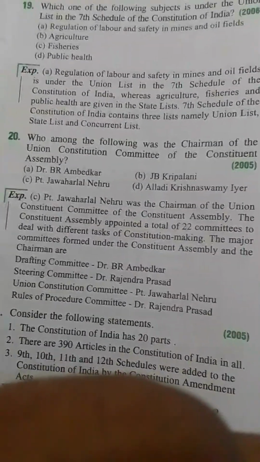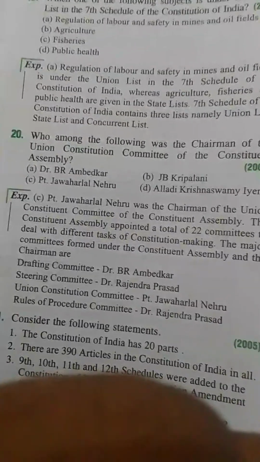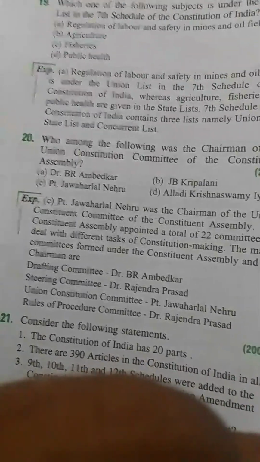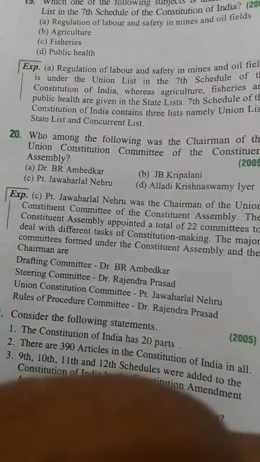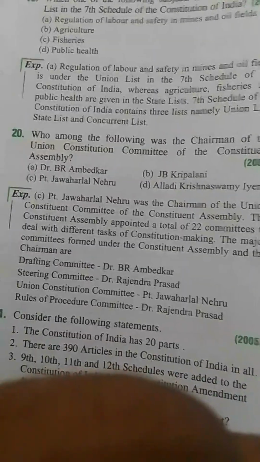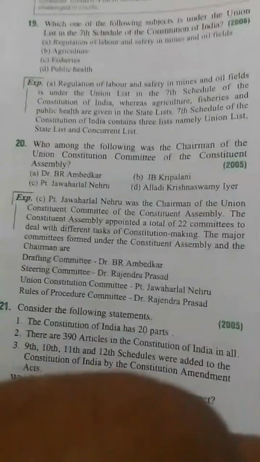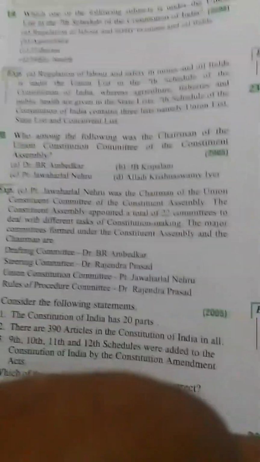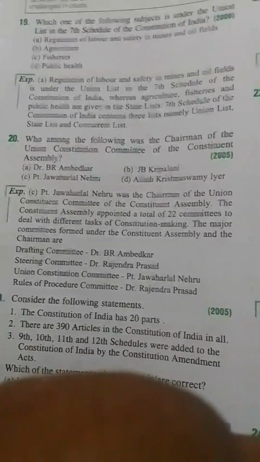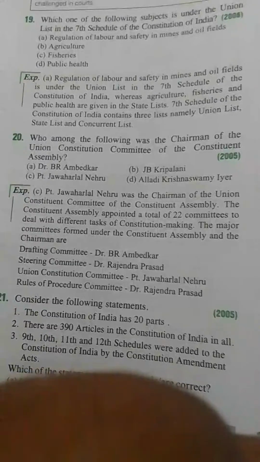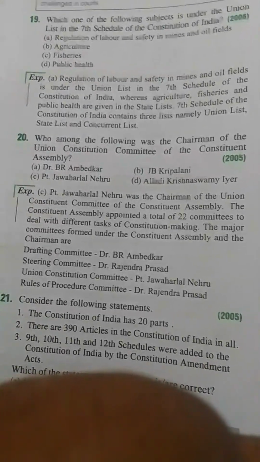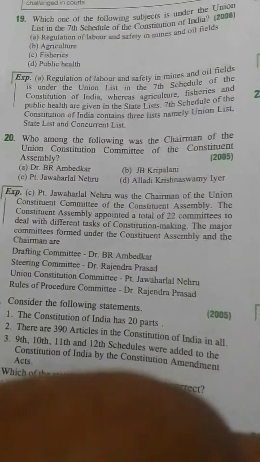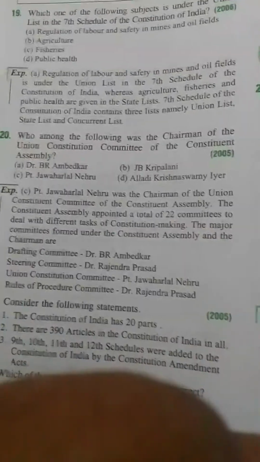Who among the following was the chairman of the Union Constitution Committee of the Constituent Assembly? Pandit Jawaharlal Nehru was the chairman of the Union Constitution Committee of the Constituent Assembly. The Constituent Assembly appointed a total of 22 committees to deal with the different tasks of constitution making.